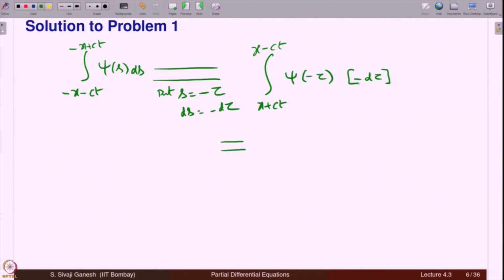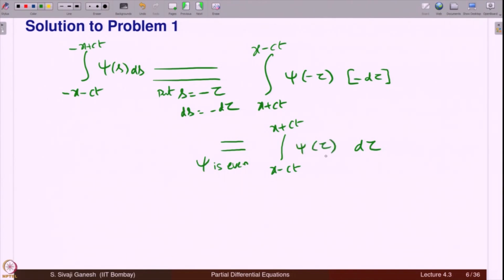So, now we have a minus sign here, that minus sign corresponds to this change of limits, upper and lower limits. So, I get x minus Ct to x plus Ct; d tau with a minus sign has given rise to this change of limits, and psi is even. Therefore, psi of minus tau equals psi of tau.